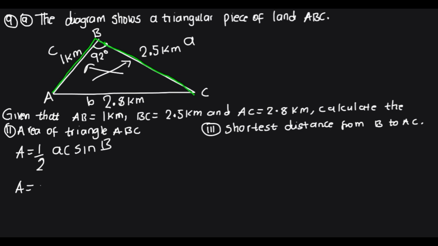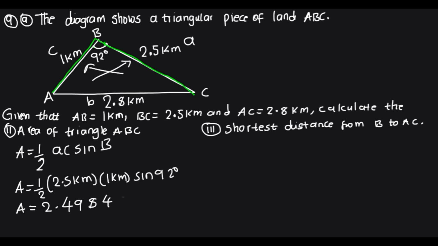So area is equal to half. The distance for A is 2.5 kilometers multiplied by our C is 1 kilometer sine, what's our angle? Our angle is 92 degrees. So let's multiply the numerator. So 2.5 times 1 times sine 92. So I'm getting 2.4980.